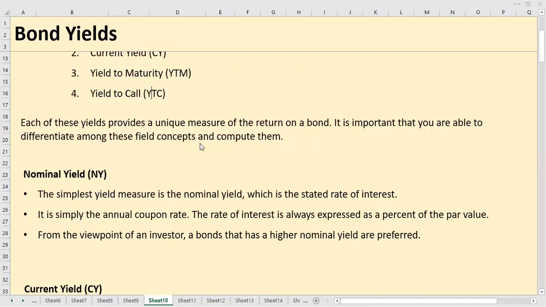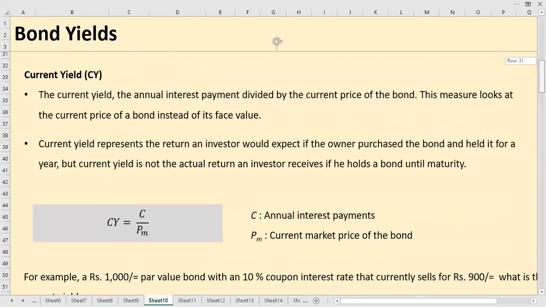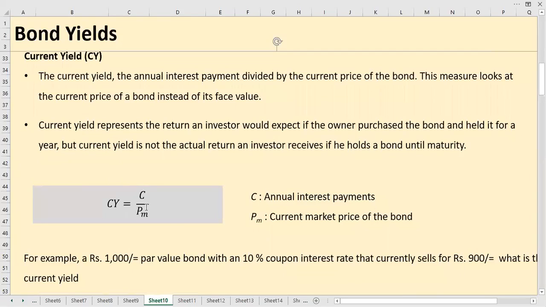The current yield is a different concept. Current yield gives you the return of the particular year you are looking at the moment. For example, if you are in the fifth year, what is the return of the fifth year? Now it is a very easy calculation. All you have to do is calculate the current yield by dividing your coupon payment by the current market price.